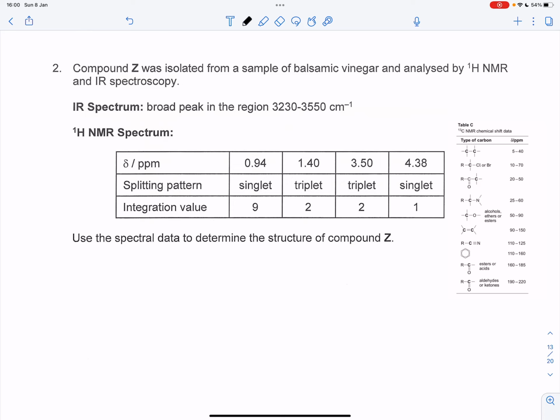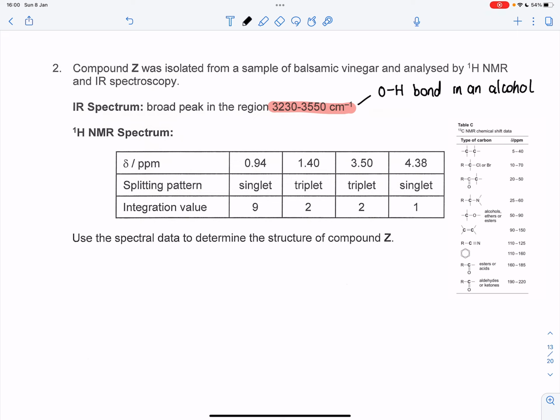In this example, we have compound Z. It was isolated from balsamic vinegar, analysed by Proton NMR and IR spectroscopy. The infrared spectroscopy has told us we've got a peak in that region. If we look that up on the data sheet, we know that this is an OH bond in an alcohol. So we know we've got an alcohol group in our structure.